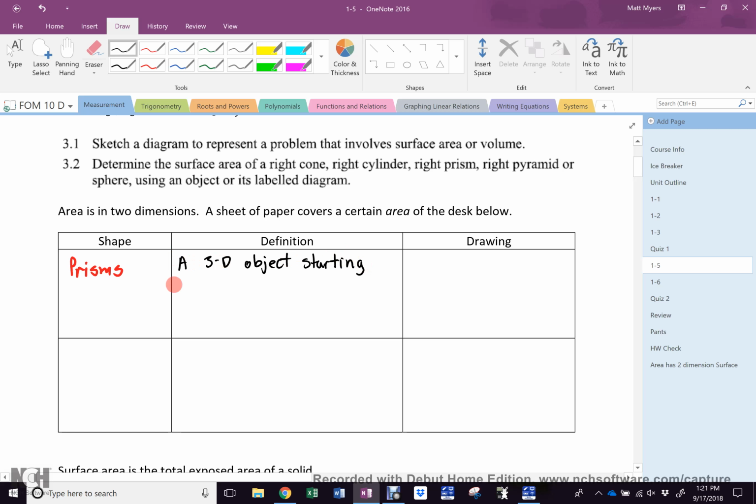A 3D object starting with a polygon, because it doesn't need to be a triangle or a rectangle or anything, right? It can be any shape. Starting with a polygon which repeats and is separated by what? Rectangles. I can't spell separated today. Separated by rectangles.